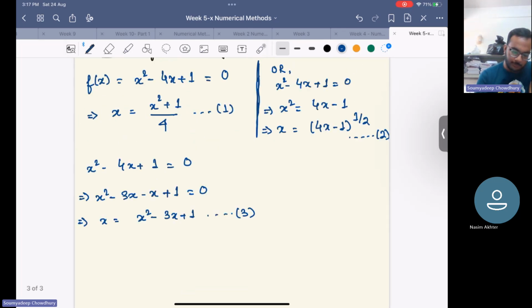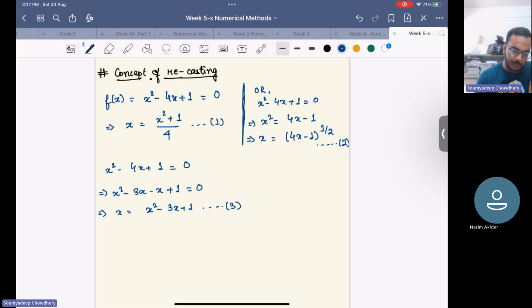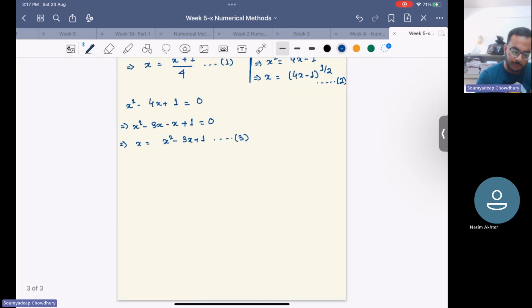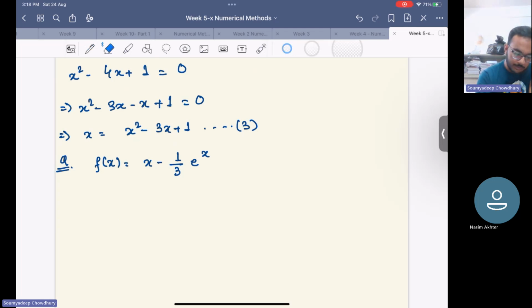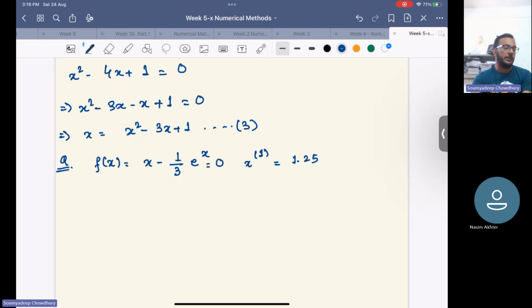Okay, we will solve one more. This is the concept of recasting I explained you, right? So one more equation we can have like this. Suppose I have one exponential equation. I will take f of x equal to x minus 1/3 e to the power x. And it is given that the initial guess of the solution, x of 1, is 1.25. So this you have to solve using the fixed point iteration technique, right? So first we have to do the recasting thing, right?